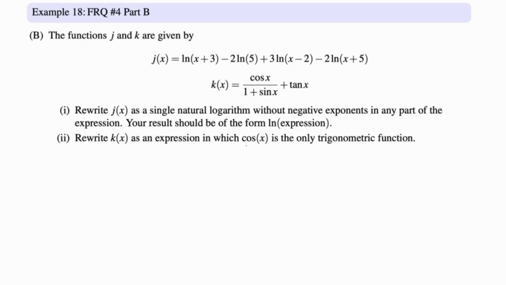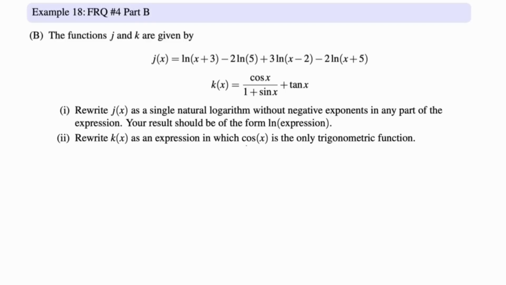All right, the functions j and k are given by j of x is natural log of x plus 3 minus 2 natural log of 5 plus 3 natural log of x minus 2 natural log of x plus 5. And then k is this trig thing. But first, let's do j. Write it as a single natural logarithm without negative exponents in any part of the expression.